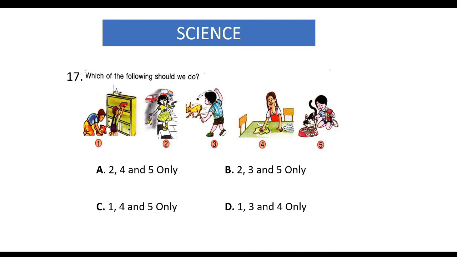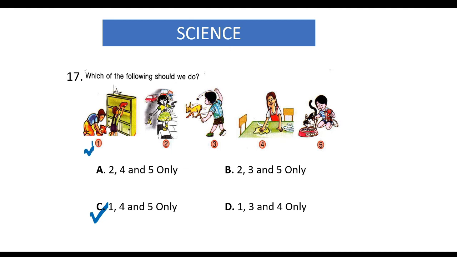So question 17, which of the following should we do? So there are 5 actions shown done by the children. We need to find out which action should one do. So the right answer for this question is option C, that is action 1, 4 and 5. So let's see the actions done by the children. In the first action, a child is helping keep his toys in place, which is the right thing to do. So yes, we should do this.